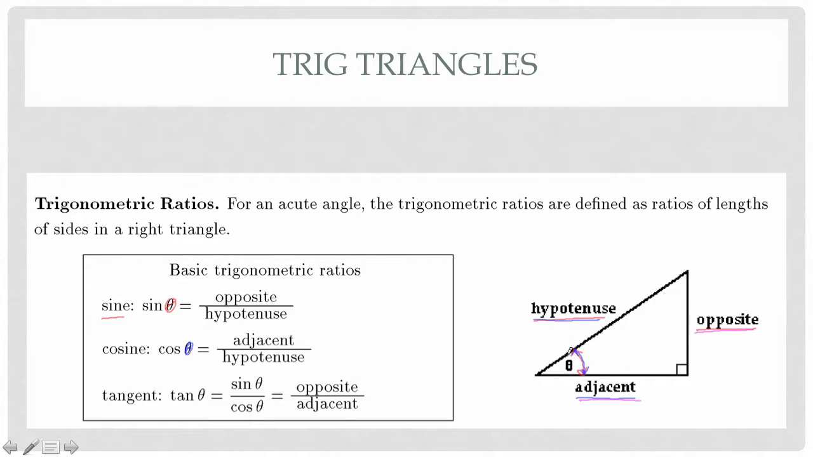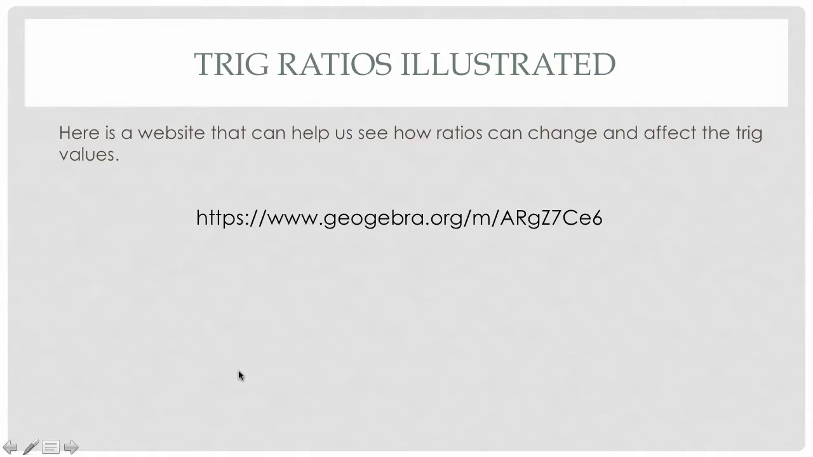So again, it's connecting your angle measures in a triangle with the side lengths and being able to write equations. These are all equations with equal signs. So here's a website. Let's take a look about how changing the triangle and changing ratios actually affects trig values.